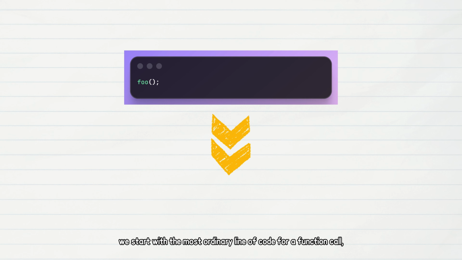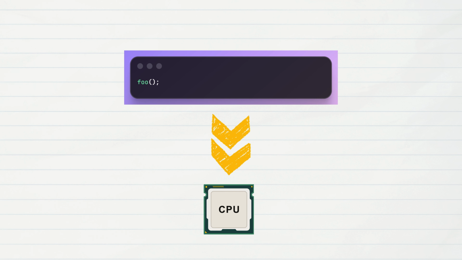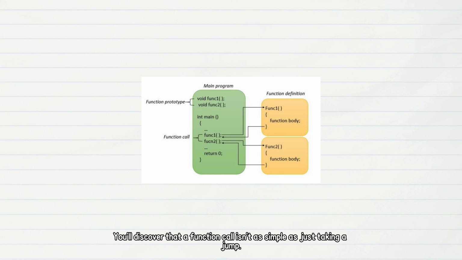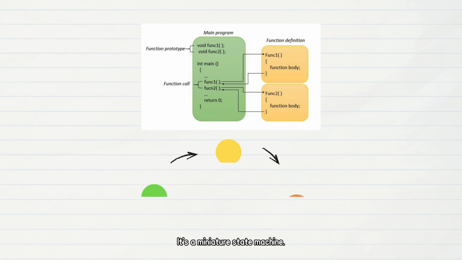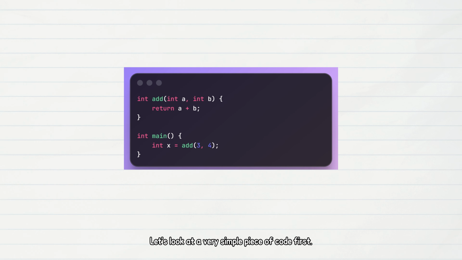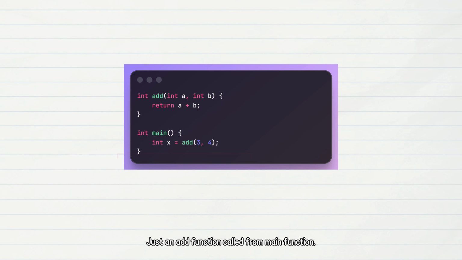In today's video, we start with the most ordinary line of code for a function call and dig all the way down to the hardware level. You'll discover that a function call isn't as simple as just taking a jump. It's a miniature state switch. Let's look at a very simple piece of code first. Just an add function called from the main function.